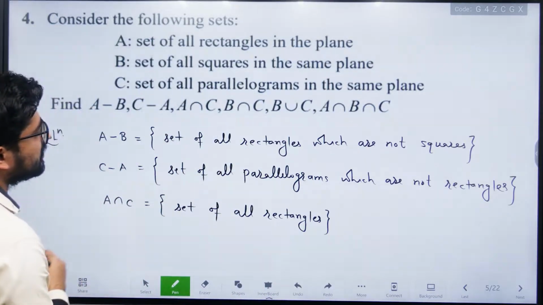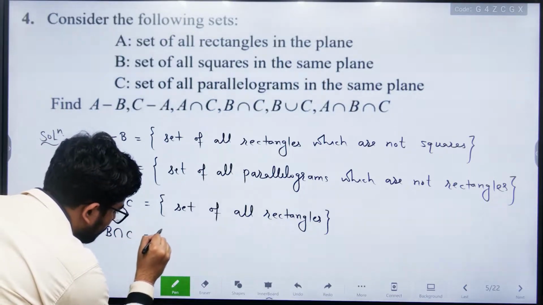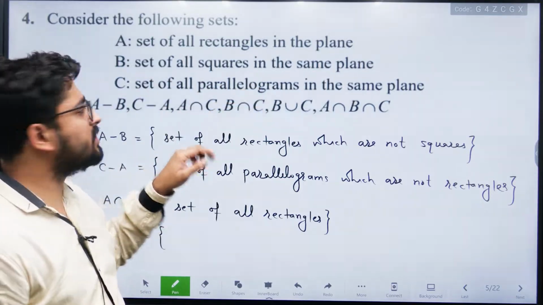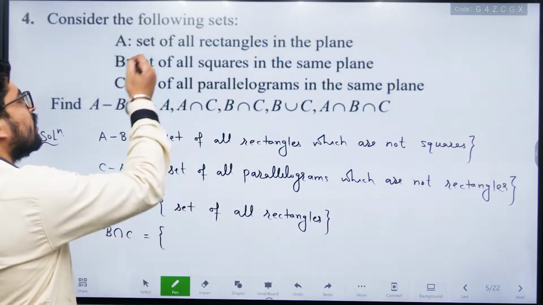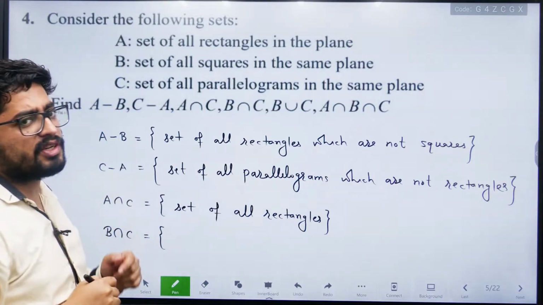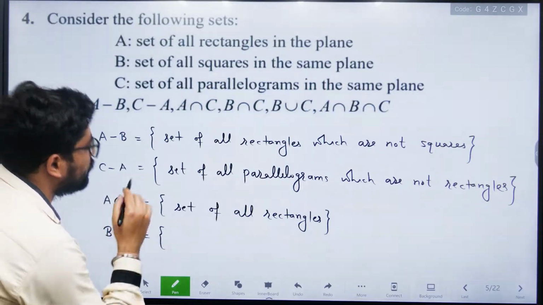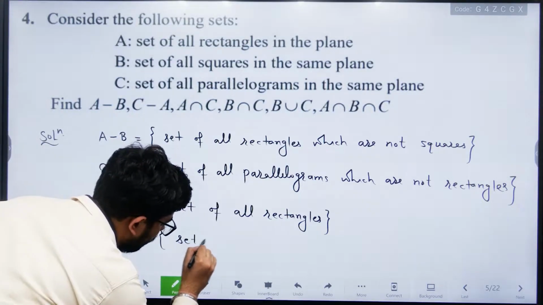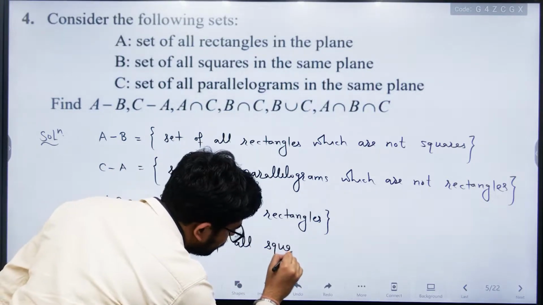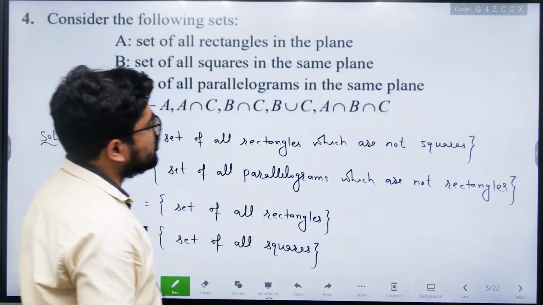Next one is B intersection C. Again, B is what? The set of all squares, and C is the set of all parallelograms. So every square is a parallelogram. So B is a subset of C. So that's why B intersection C is what? That is B. So you can say the set of all squares. Okay. Next is B union C.